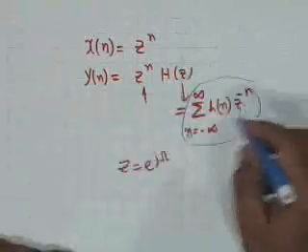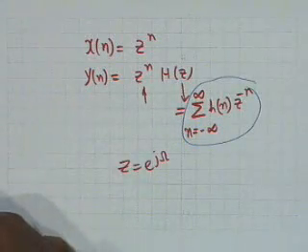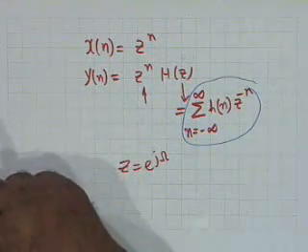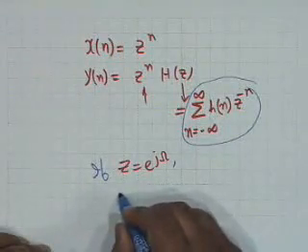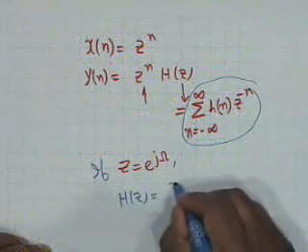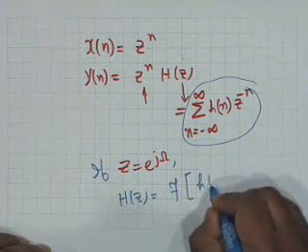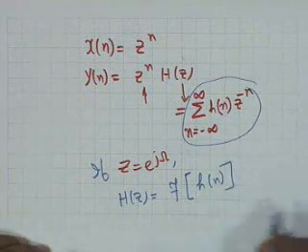What is this summation? h of n e to the minus j n omega summed up from minus infinity to plus infinity. This is the Fourier transform of h of n. If z is e to the j omega, then H of z is the Fourier transform of h of n. We shall come back to this relationship later.